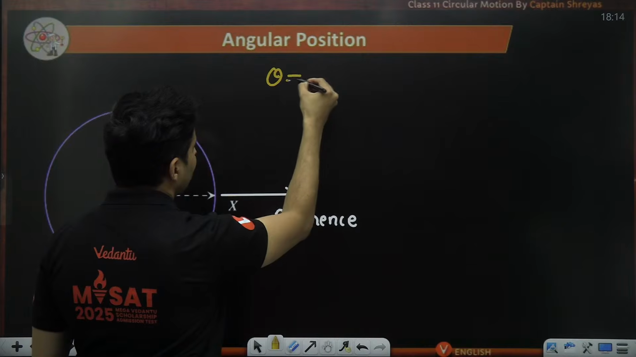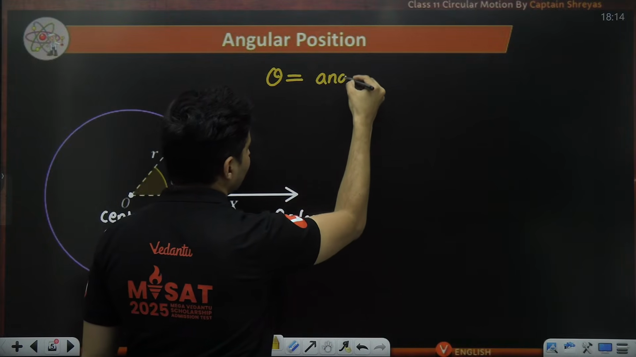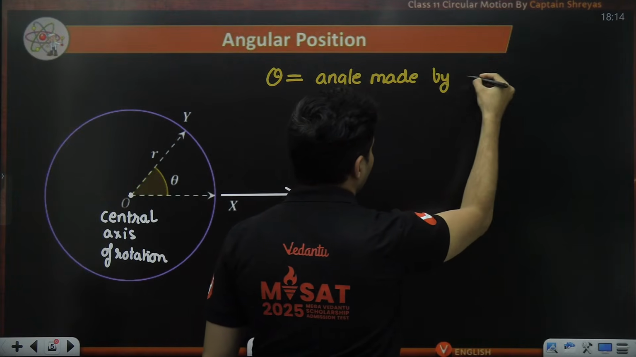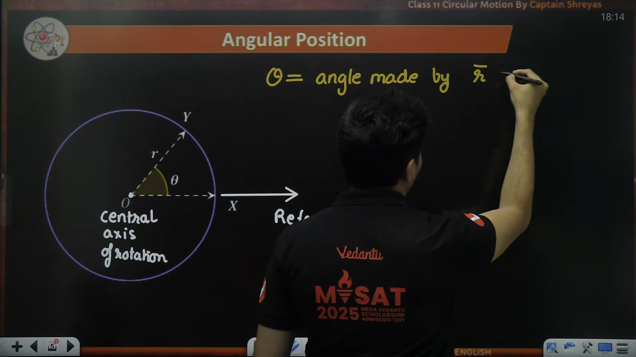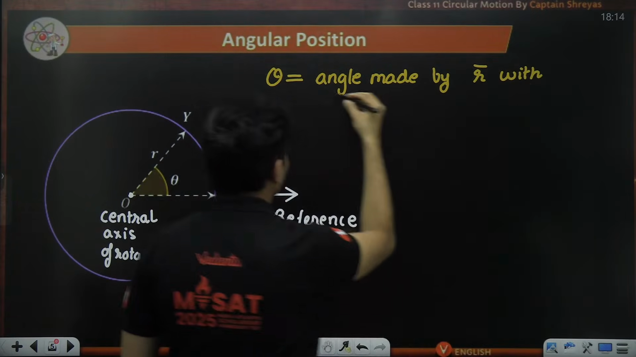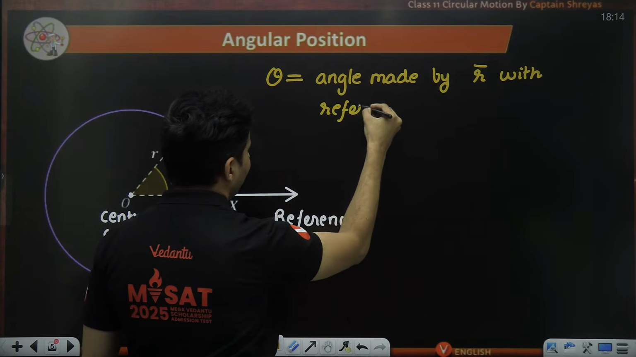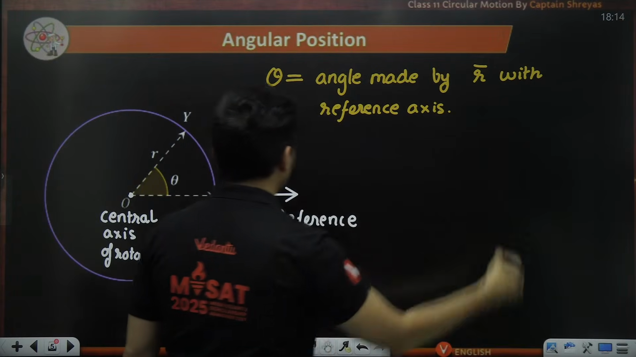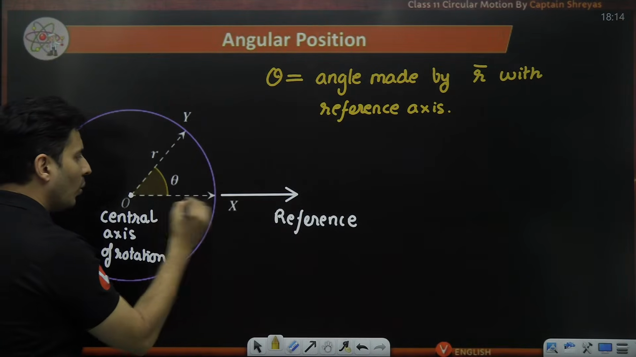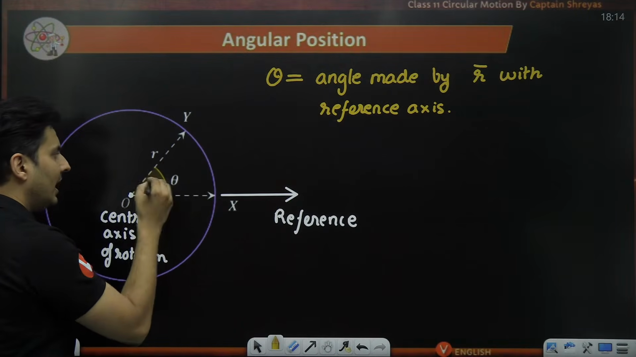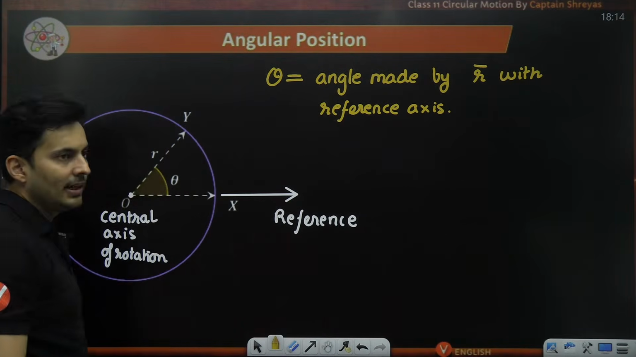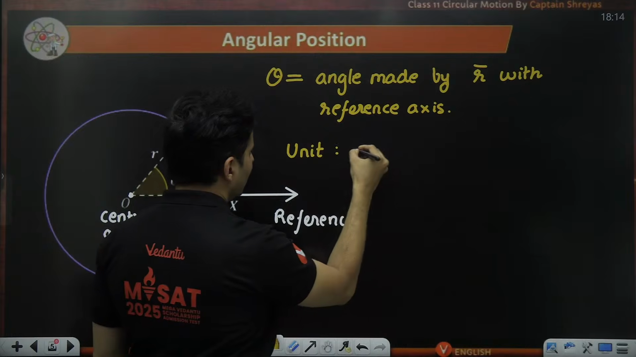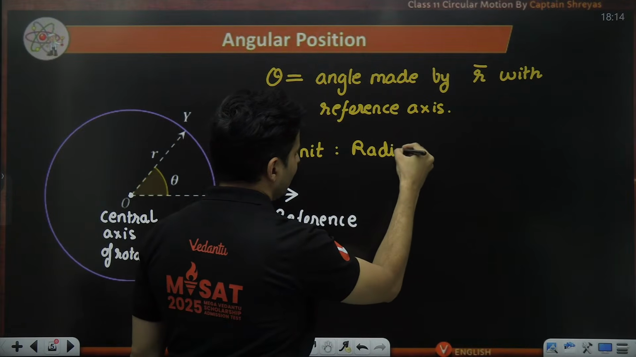So theta is basically the angle made by your position vector with the reference axis. The angle made by the radius vector with the reference axis is called angular position, theta. Obviously, the SI unit is radian.